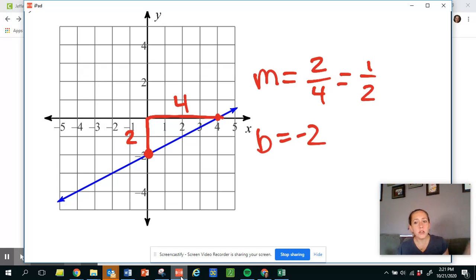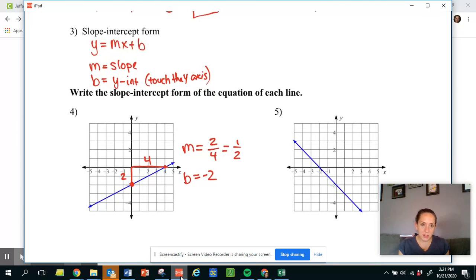Now that I have m and b, I just got to put them into the equation. y and x just stay y and x. And the equal sign and the plus are just there. So remember it's y equals mx plus b. So I'm going to get y equals 1/2 x minus 2. Because it's a negative 2. So minus, because plus a negative is a minus.